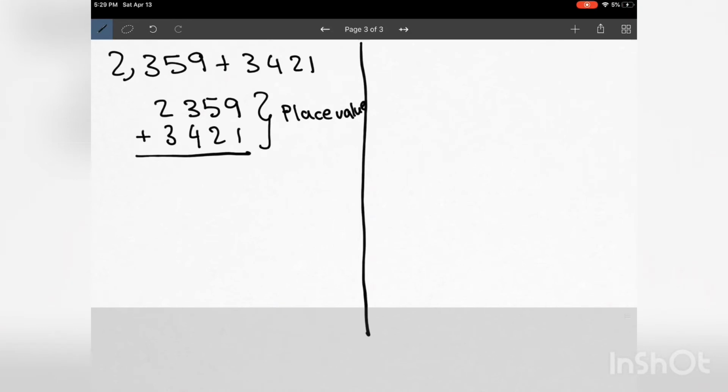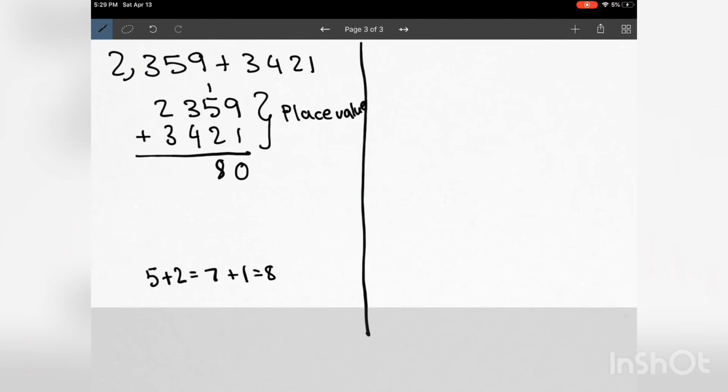Okay, 9 plus 1 is a 10. We don't write it in, we carry the 1 over here. So the 1 would go over here to the next place value. Now, what do we do in this one over here? We do 5 plus 2, which equals 7. And then we add in the 1, which is 8. So we put the 8 over here, and then we go to the next place value, to the left.